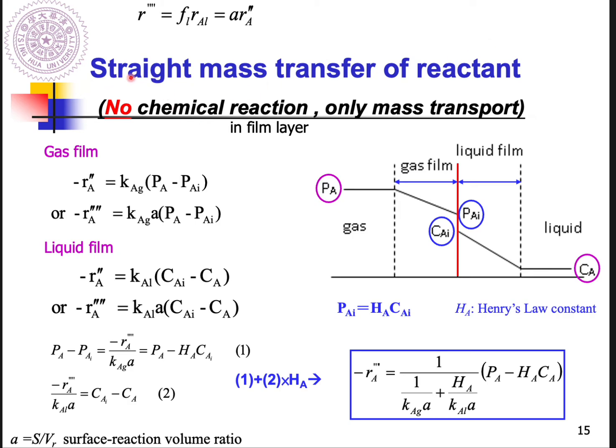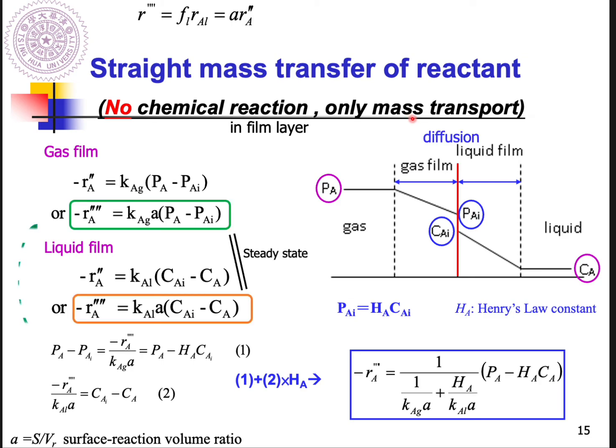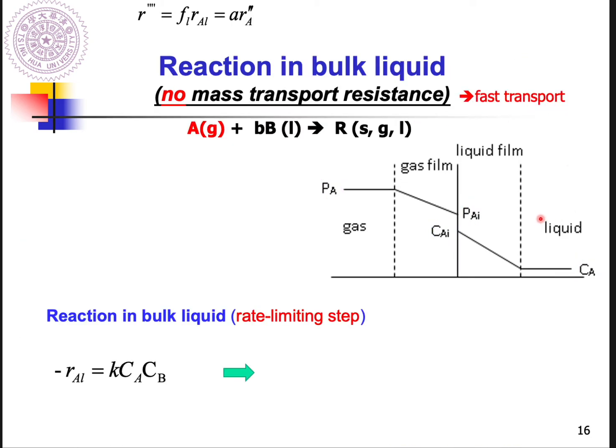The first one is only mass transport, straight mass transport of reactant in the film layer, including the gas film and liquid film. No chemical reactions in the film layer, only mass transport. And next, we assume the transport is very fast and there is only reaction in the bulk liquid. So we are going to sum up these results and get the rate equation for fluid-fluid reaction.